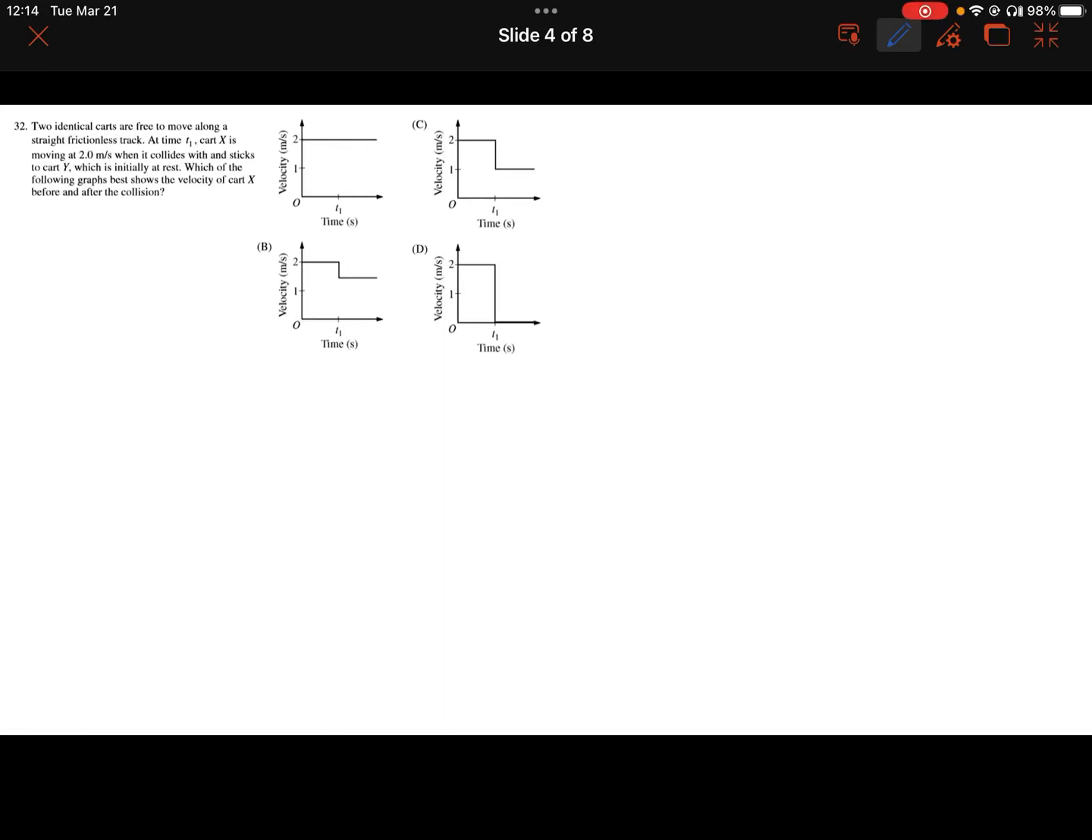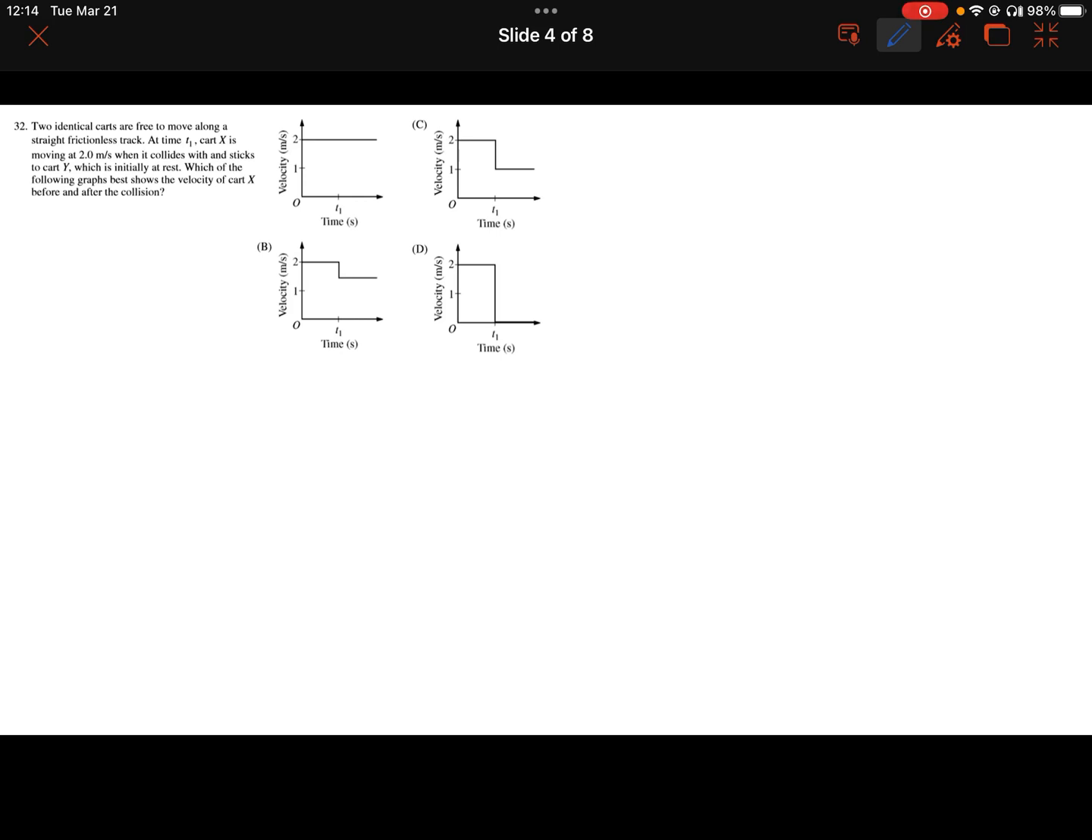This problem we can look at in a similar way to the first one. We can use some quantitative stuff. We know a speed. We could make up a mass, like 5 kilograms. Since the carts are identical, that would mean each cart has a mass of 5 kilograms. That would mean before the collision, cart X would have a momentum of 10 kilogram meters per second.